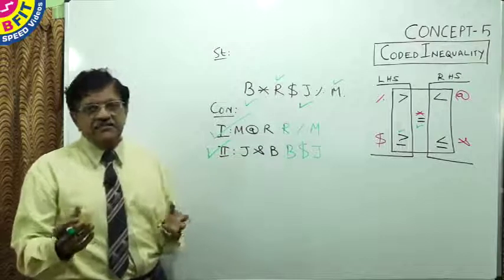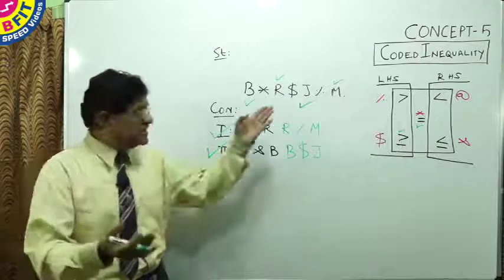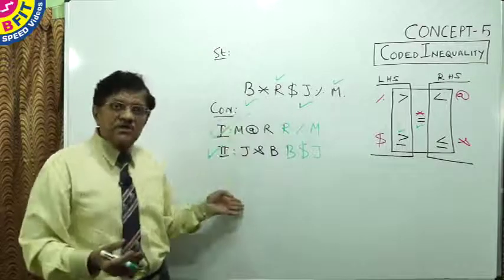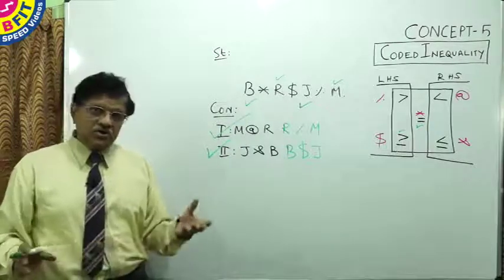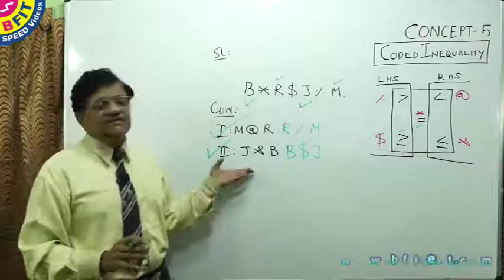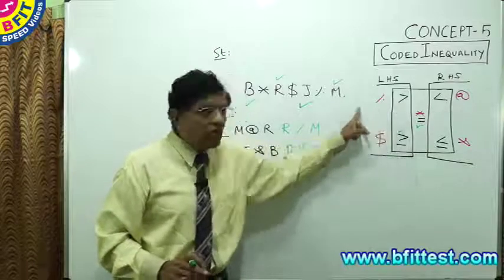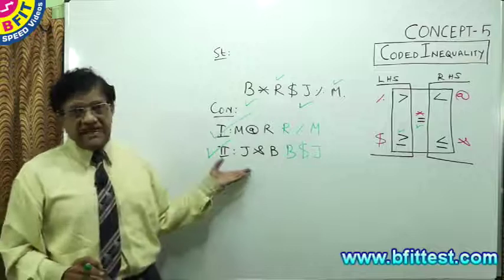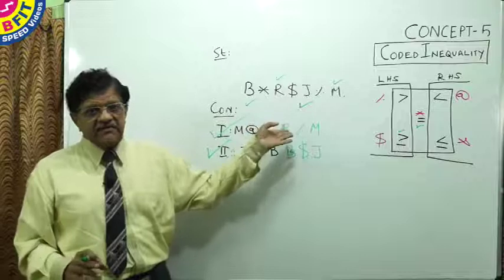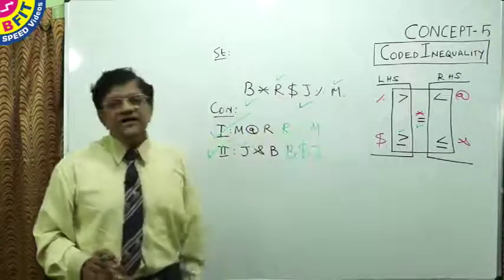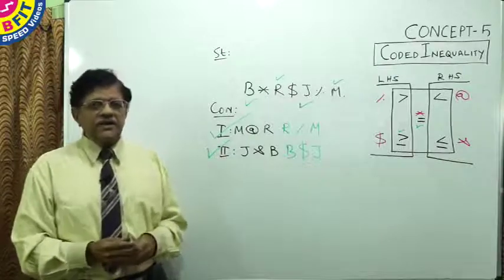Without getting into the problem of converting codes into symbols, in the statement as well as in the conclusion, and then reconverting the decision back again into symbols, that kind of unnecessary work we have totally avoided by writing the codes by the side of the symbols and arriving at the answer. Finding out whether we are traveling from left hand side to right hand side and right hand side to left hand side, and finding the priority within the left hand side and right hand side. This is a very simple and effective tool for solving coded inequality.